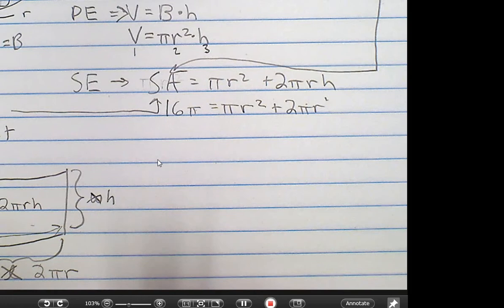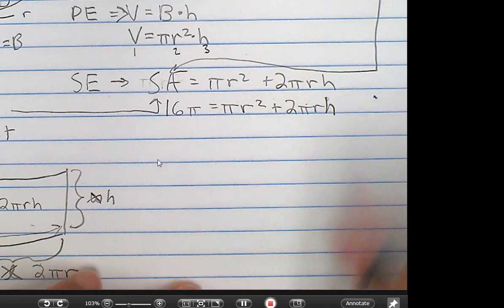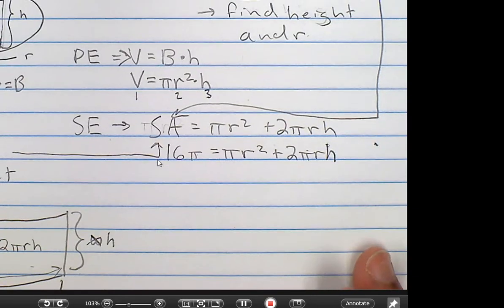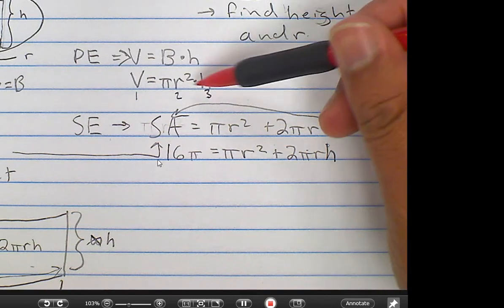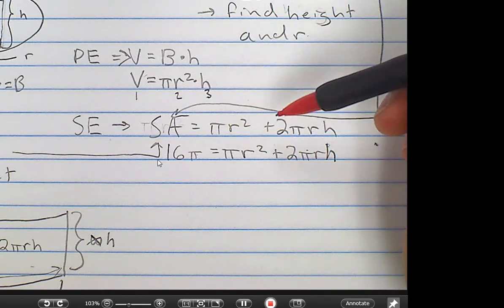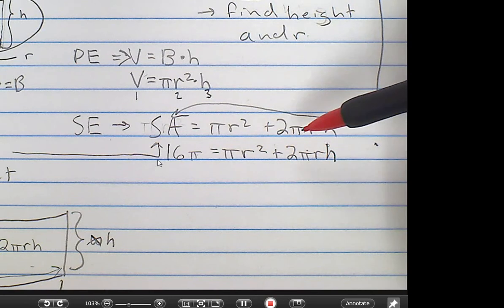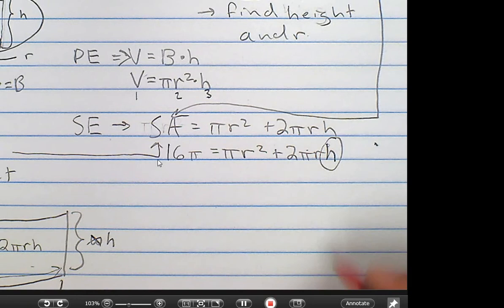Pencil down. Alright. So, let's look at the purpose. The purpose was to replace H, R, or V. Which one do you think we're going to replace given this secondary equation? H, because it's by itself, it's easy pickings. R would be difficult. So let's solve for H.